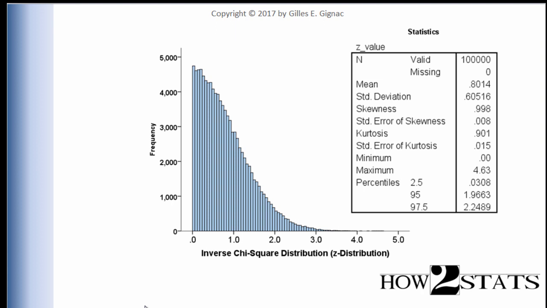You might be thinking, why would we bother inventing a new distribution when the Z distribution exists? It's because the chi-square distribution can be expanded to having 2, 3, 4, 5, 6 degrees of freedom, whereas the Z distribution cannot.